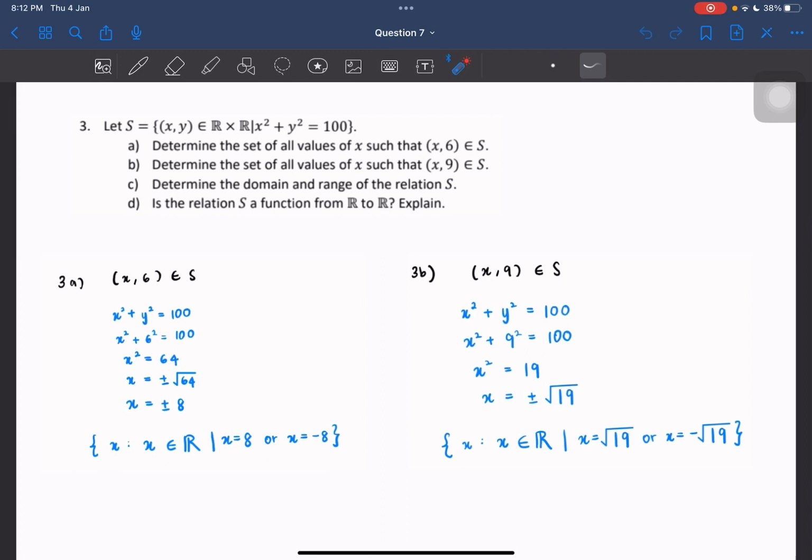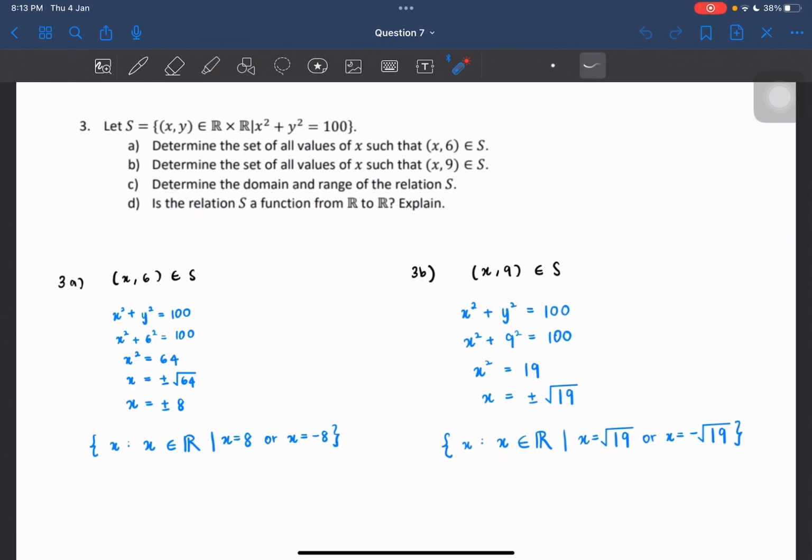So for question number 3, let S be the set of (x, y) in real numbers such that x squared plus y squared is equal to 100. So let's look at the first question, which is 3a. Determine the set of all values of x such that (x, 6) is in S.